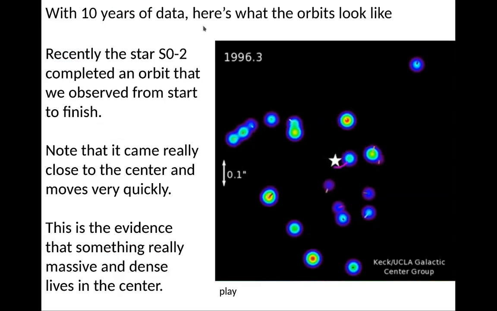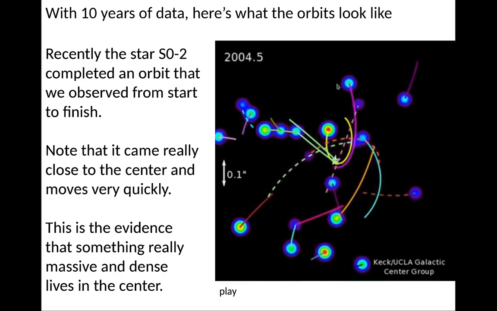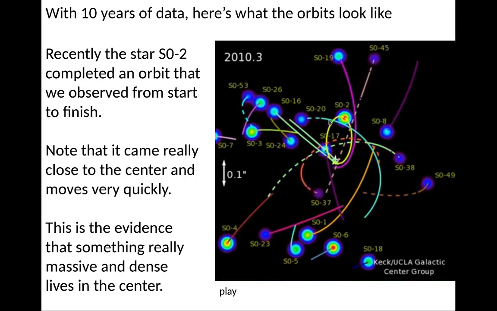So here's what the orbits look like. This is 10 years of data, back since 2012. Actually, there's more data now, right? But what's interesting about 2012 or so was that this star right here, let me see if I can get this mouse back. Yep, this star right here called S02.